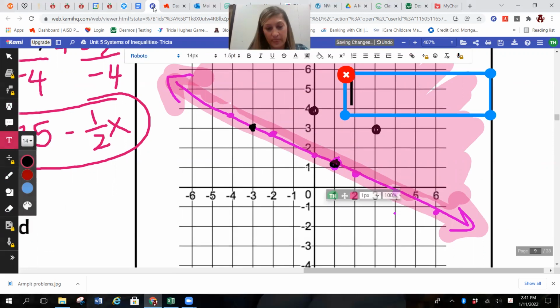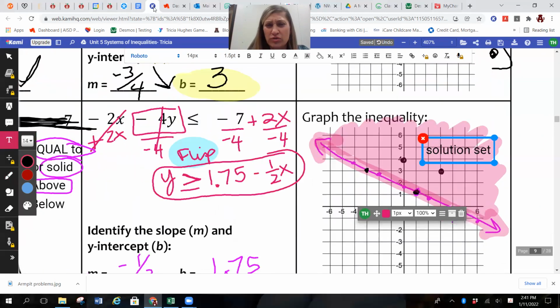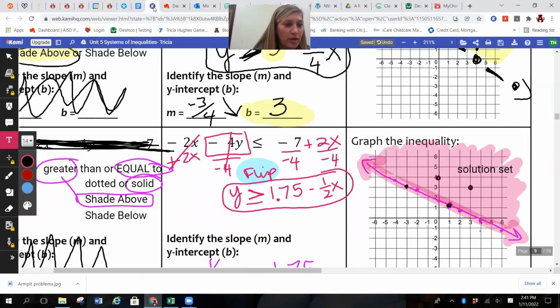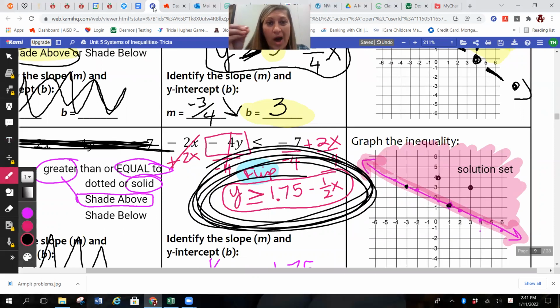So let's type in solution set. Any point in the pink highlighted area is a solution to the problem. Coach Hughes, what's the problem? The problem is right here. That is a problem. Y is greater than or equal to 1.75 minus 1/2 x. All of these points in the shaded region have a y coordinate that is greater than or equal to the number 1.75 minus half of the x coordinate.